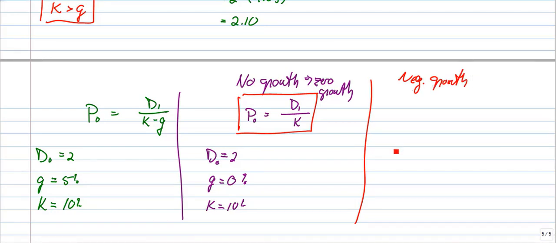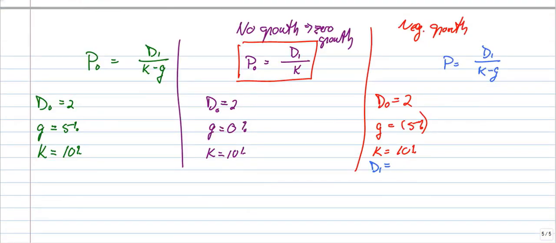Why don't we do one? Let's say the current dividend is 2, this stock's growth is negative 5%, and our required rate of return is 10%. What does that look like? D1 over K minus G. Let's figure D1. D1 is equal to the current dividend times 1 plus the growth rate: 2 times 1 plus negative 5%, which is the same as 0.95. I think that's $1.90.